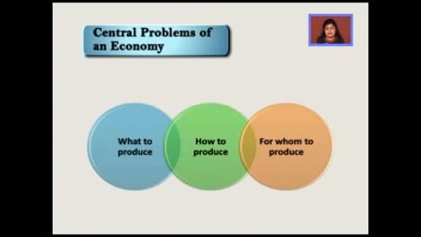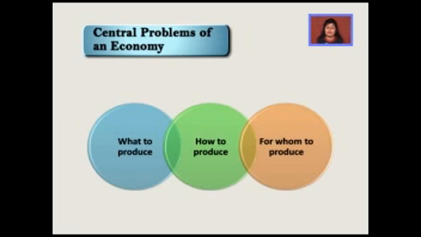So basically, an economy faces three central problems: what to produce, how to produce, and for whom to produce. When we talk about what to produce, we deal with two things. One is making a choice between capital goods and consumer goods, whether we have to make goods which can be used for reproduction, these are called capital goods, or we simply want to produce the goods which should be directly consumed, like the consumer goods.